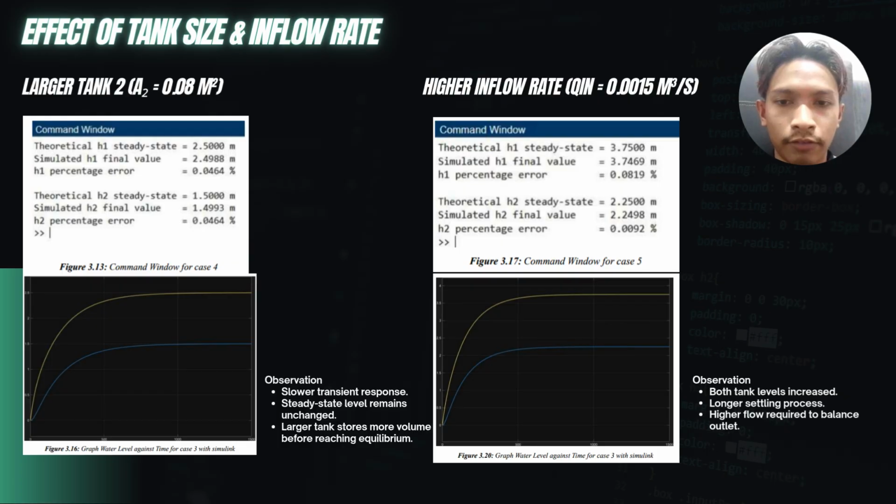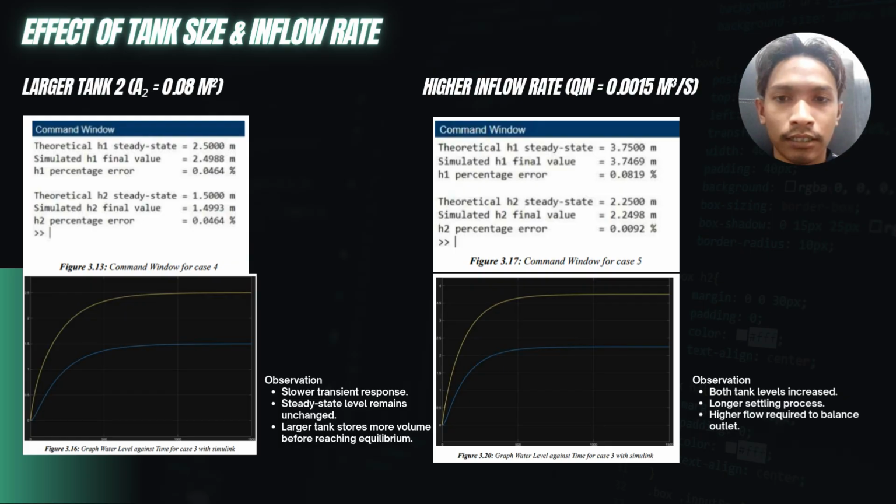Lastly, the effect of tank size and inflow rate. Larger tank 2, area equal to 0.08 meter squared. For the observation, we get a slower transient response. Steady state level remains unchanged. A larger tank stores more volume before reaching equilibrium.